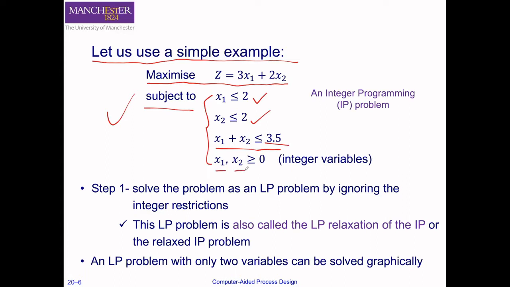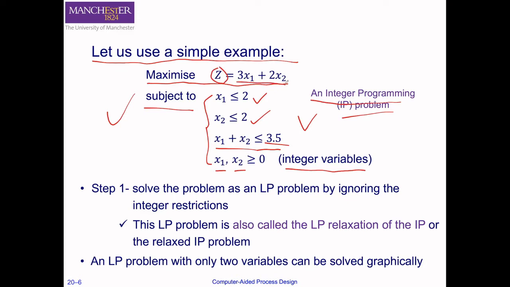x1 and x2 are both non-negative. Also, x1 and x2 are integer variables. That means all variables in this optimization problem are integer variables. So this optimization problem is an integer programming problem. To be convenient, we use a variable z to denote the objective function value.